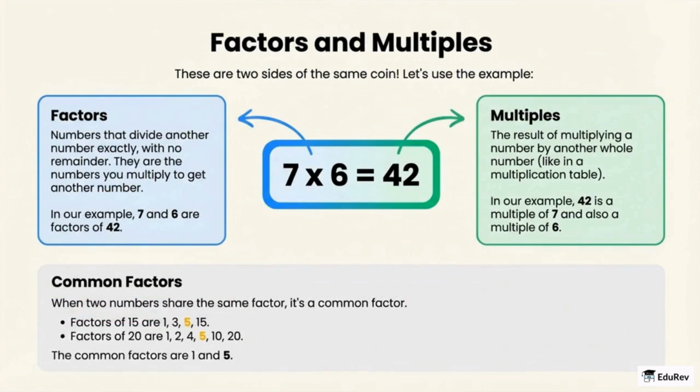Now let's look at factors and multiples, two sides of the same coin. Factors are numbers that divide another number exactly, the numbers you multiply to get it. For example, 7 and 6 are factors of 42 because 7 times 6 equals 42. Multiples are what you get when you multiply a number by whole numbers. 42 is a multiple of 7 and of 6. When two numbers share the same factor, that factor is a common factor. For instance, 15 has factors 1, 3, 5, 15. 20 has 1, 2, 4, 5, 10, 20. The common factors are 1 and 5.